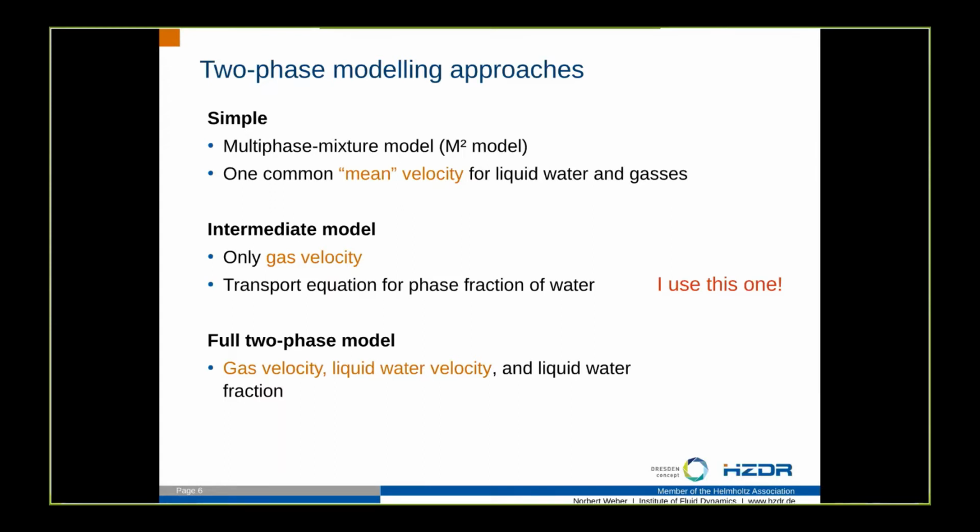I didn't do any of these two. I used some kind of intermediate model, which is called the unsaturated flow theory. This means basically I solve the Navier-Stokes equations for the gas only and solve some diffusion-like transport equation for liquid water. This transport equation is derived from porous media theory, so it holds only in the porous electrodes, but not in the gas channels.